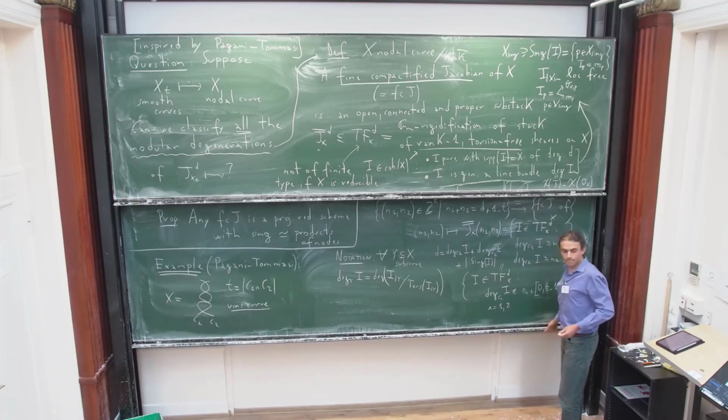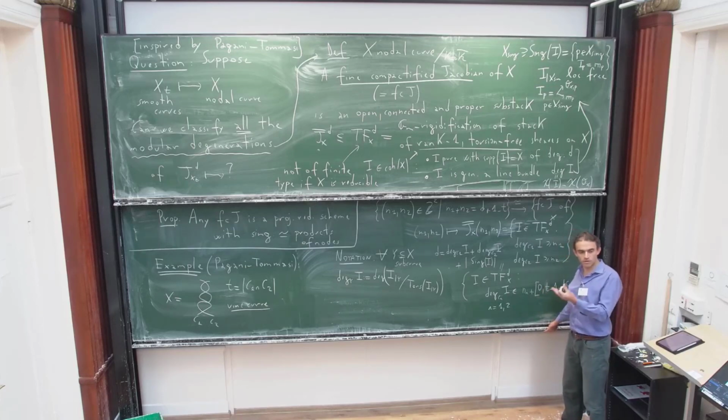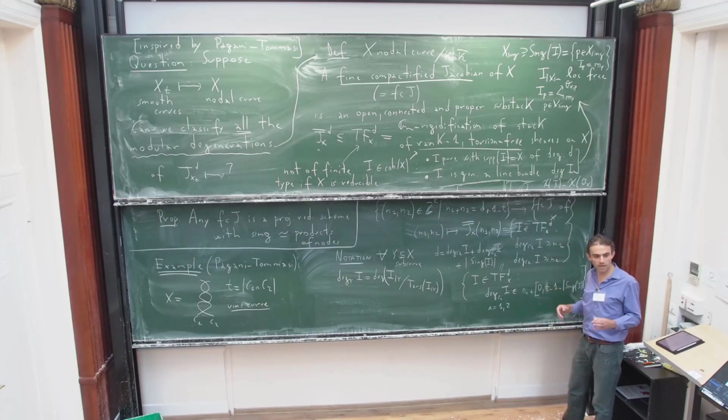But the generic element is always a line bundle. Yeah, the generic is a line bundle. Yeah, the smooth locus of this is the locus of line bundles.